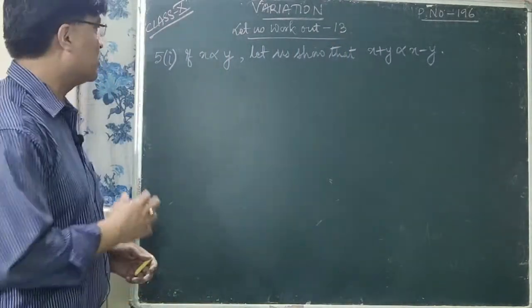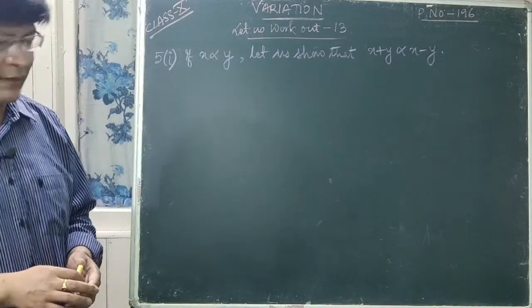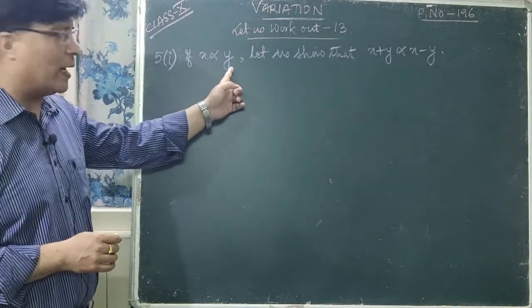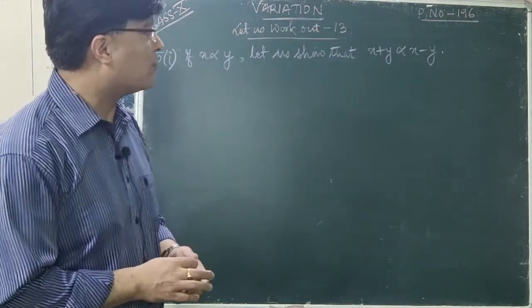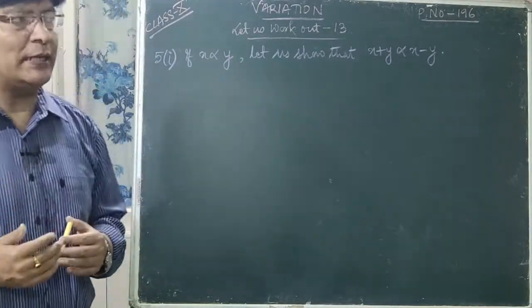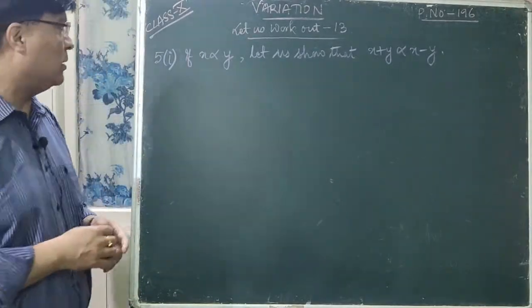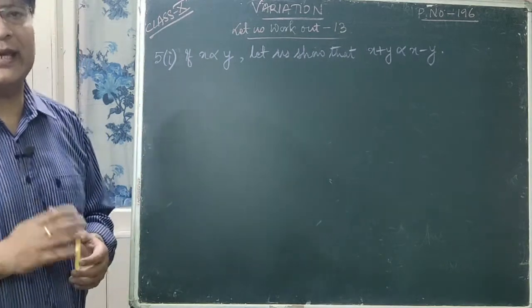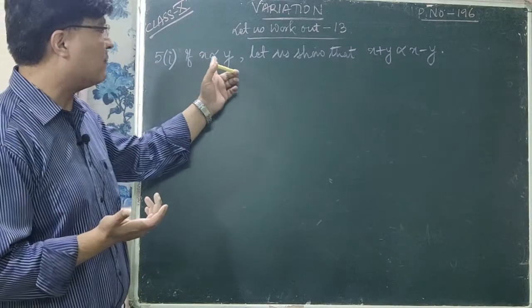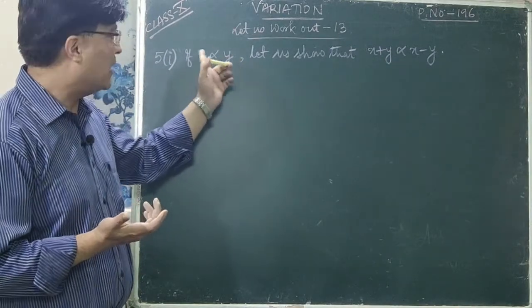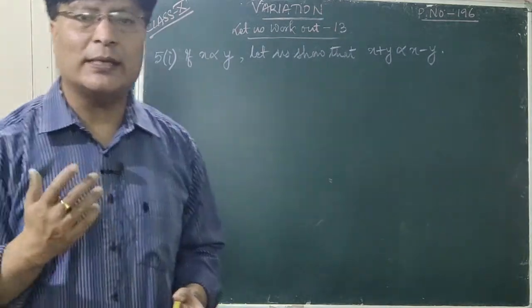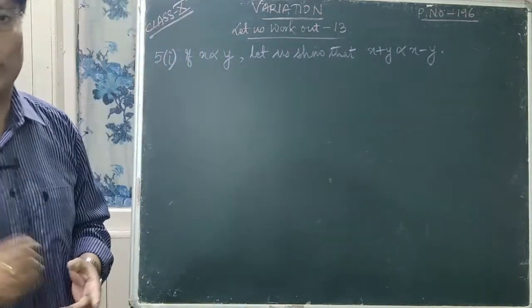So अब हामी गर्दैछौं question number 5 को 1. The question is, if x is proportional to y, let us show that x plus y is proportional to x minus y. अब हामीले different type को question गर्नु पर्छ. त यहाँ question मा चाहिँ के भन्दैछ, x is directly proportional with y. That is, x varies as y. X varies directly as y. Let us show that x plus y is proportional to x minus y.